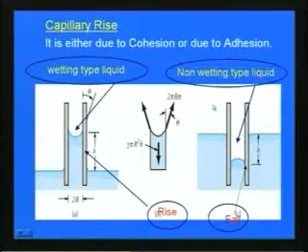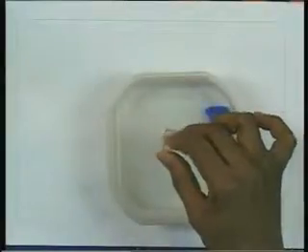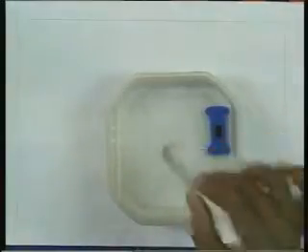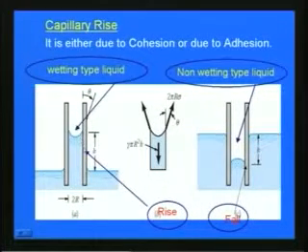capillary rise. This capillary rise occurs, as you can see in this slide, due to either cohesion or adhesion. When we place a small tube, say, in water, here it is not observed since there is no color here. But you can see in this slide, if the liquid is wetting type, there will be a small rise like this. That is called capillary rise.